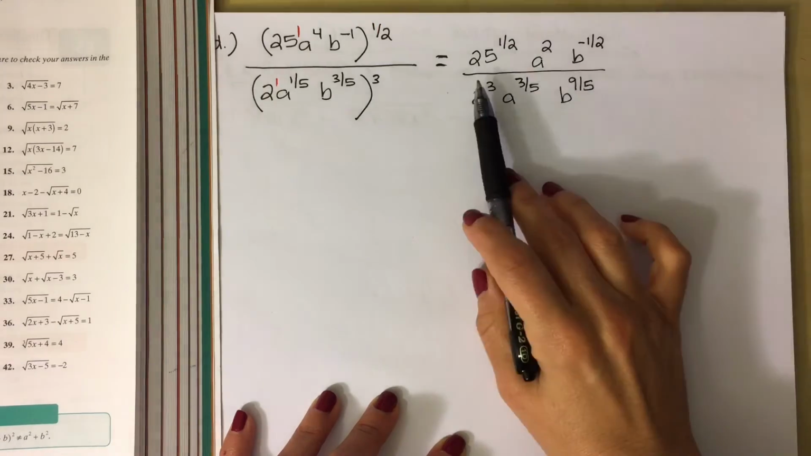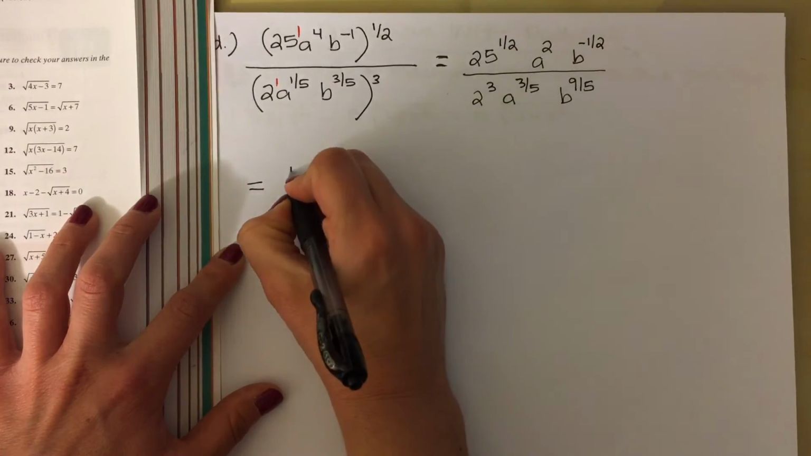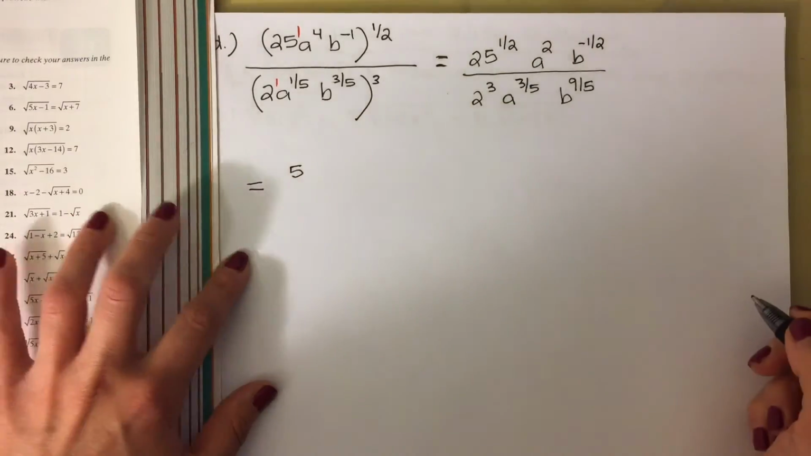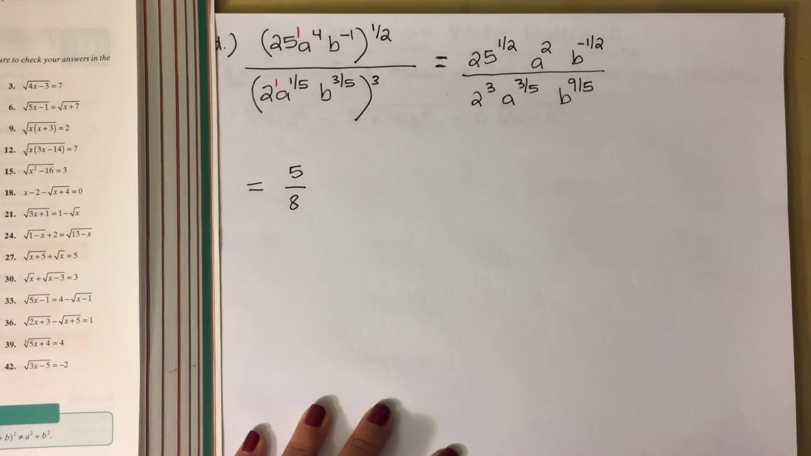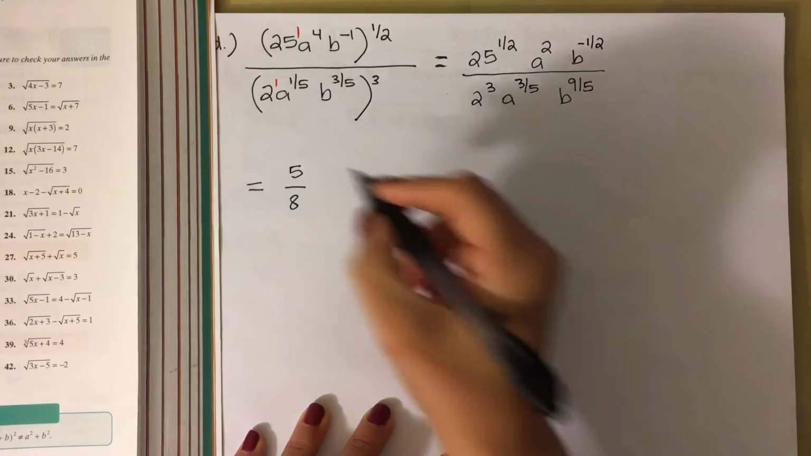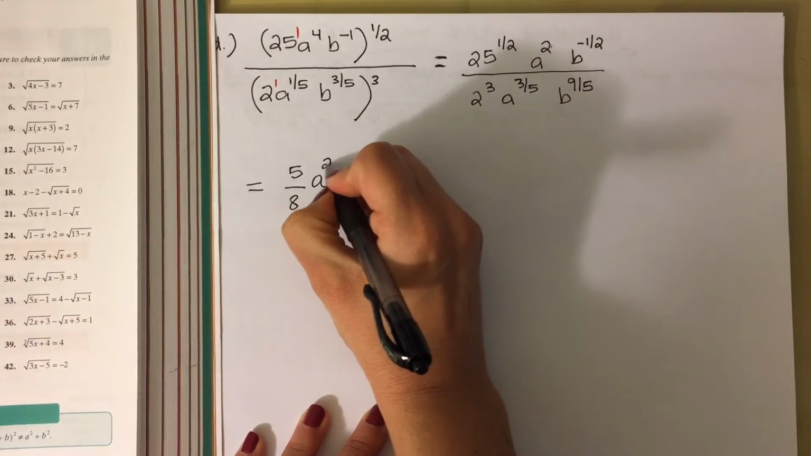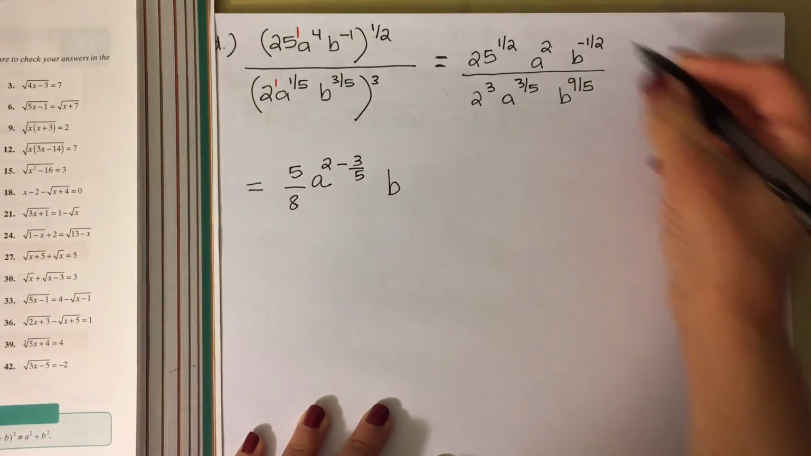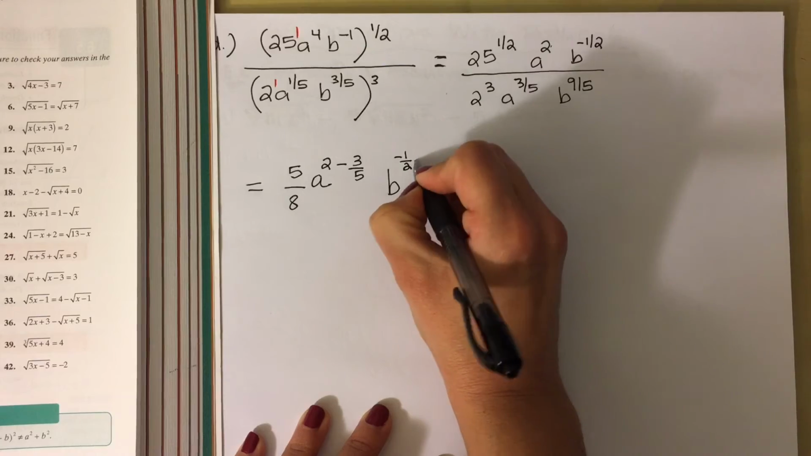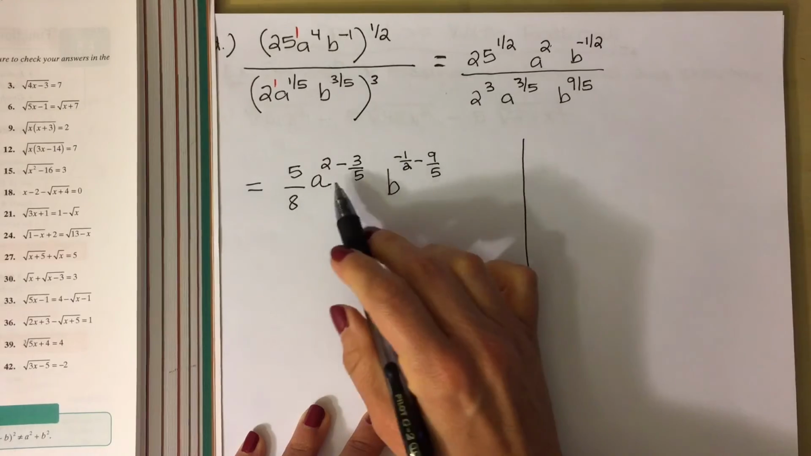Let's start with the first part, square root of 25. I know that's 5. And then 2 to the 3rd is 8. So we have that. The next thing is that we have to use the quotient rule. So we write our base and we subtract our exponents. 2 minus 3/5. And then we have B, negative 1/2 minus 9/5. Off to the side here, let's do our calculations.